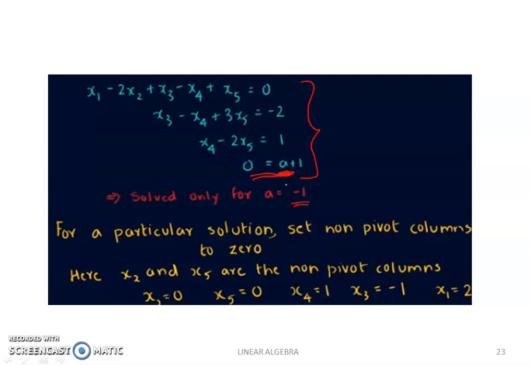Now after formulating this, you need to find the particular solution. That is the first step for solving the system of linear equations. So till now we have just converted it to row echelon form and solved the value for A.